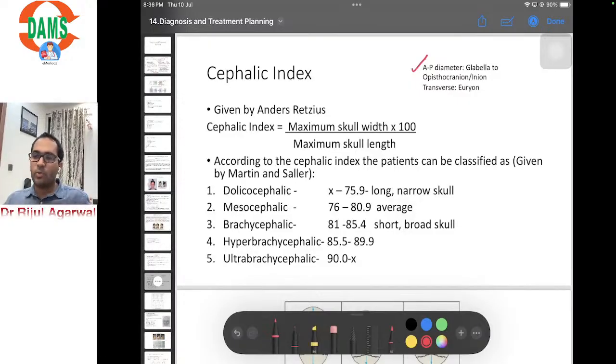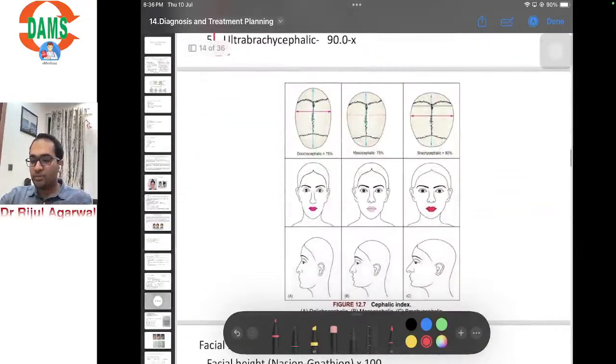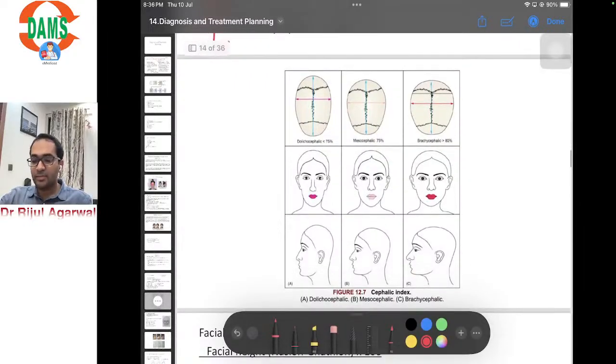Okay, I hope I am clear until now. So according to the cephalic index, again these values are important from your exam. Originally Retzius gave us only these three: dolichocephalic, mesocephalic and brachycephalic. Later on Martin and Saller added these two as well. So again the Martin and Saller index, also a name, became popular. So this is the cephalic index and the type of face you can appear.